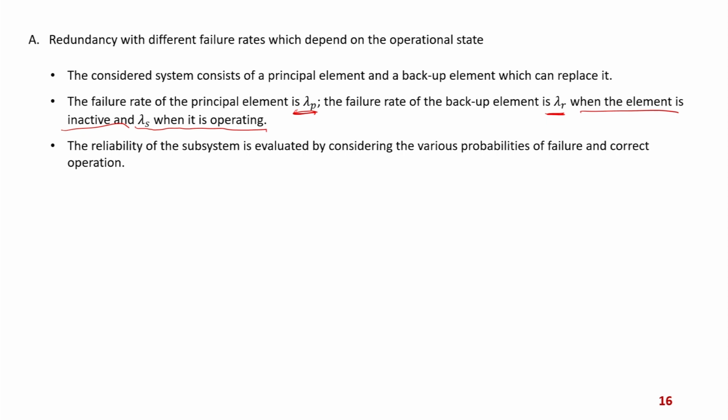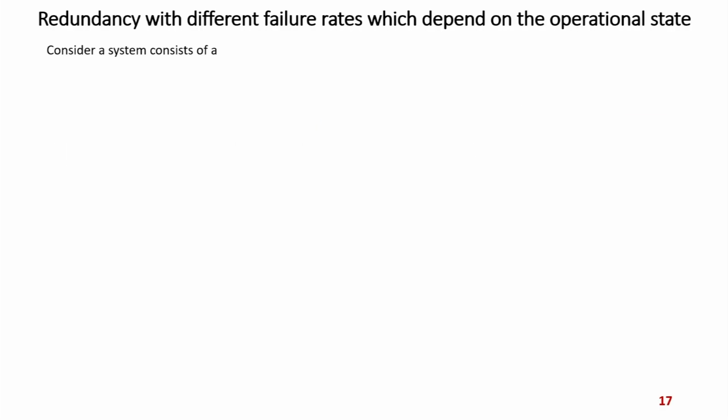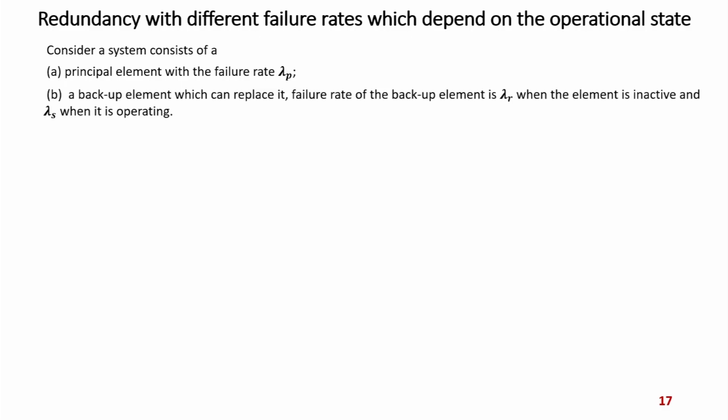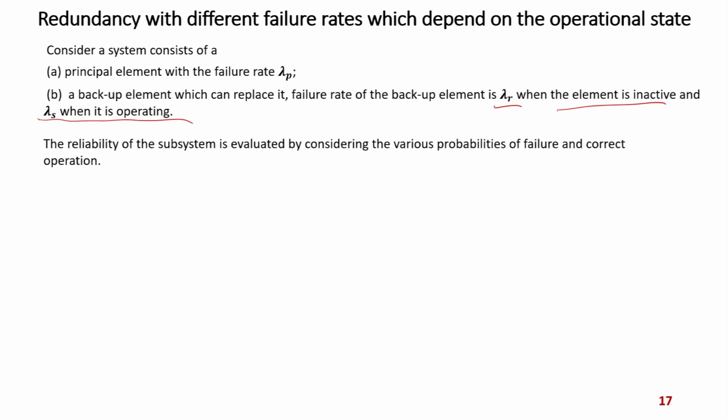Now, we will evaluate the reliability of the subsystem by considering the various probabilities of failure and correct operation. So, consider a system which consists of, as we said, the principal element with failure rate equal to lambda p, then a backup element which replaces it, where the failure rate of the backup element is lambda r when the element is inactive, and lambda s when it is operating. So, we can now evaluate the reliability of the subsystem considering the various probabilities of failure and correct operation.